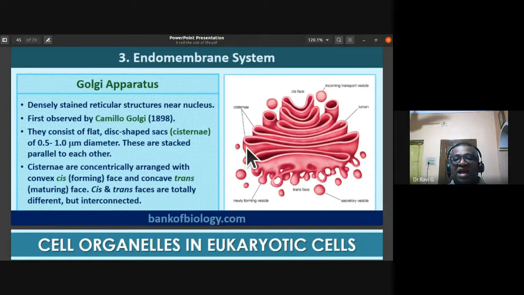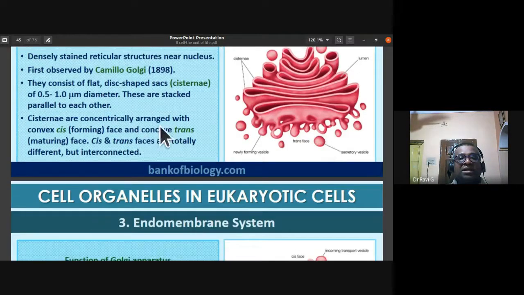They consist of flat, disc-shaped sacs, or bag-like structures, which we call cisternae. Their diameter is about 0.5 to 1.0 micrometer. These are closely packed, stacked parallel to each other.